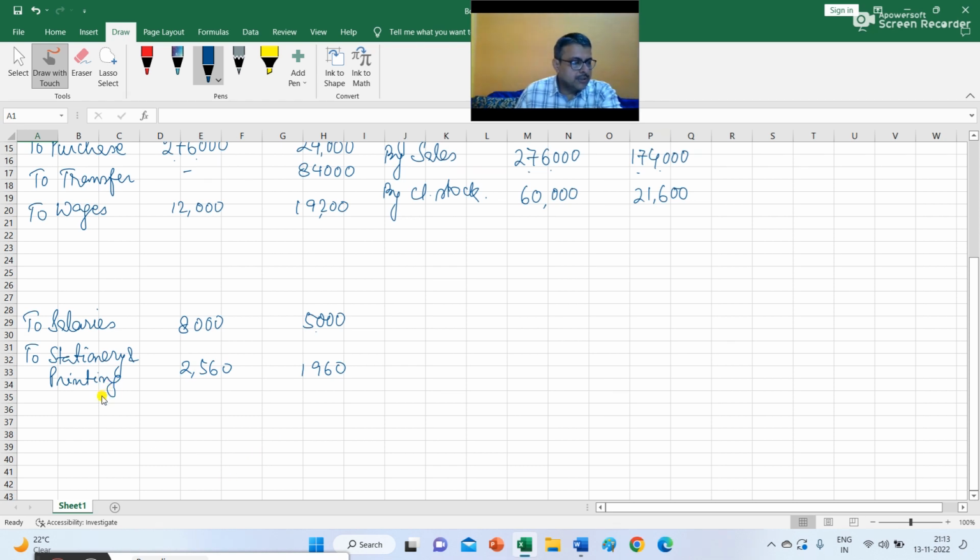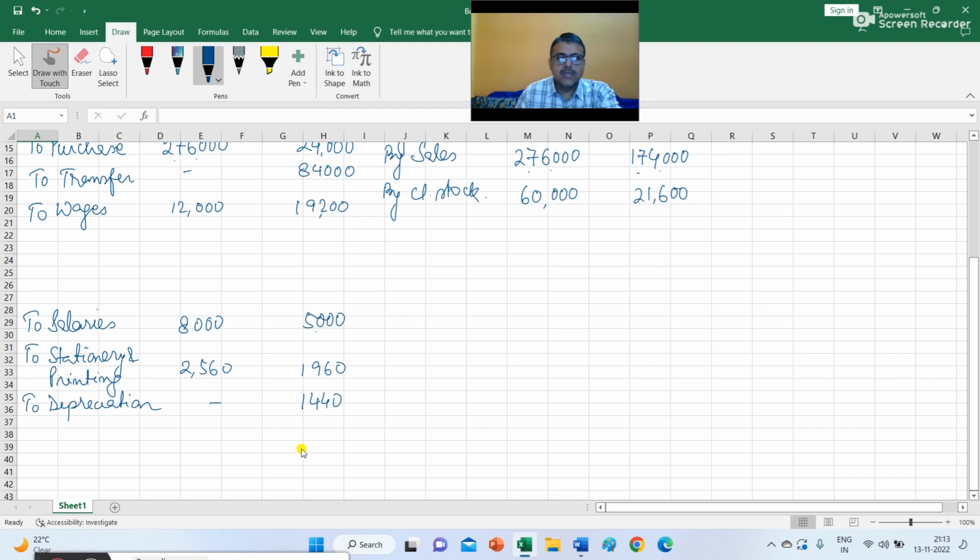Then the depreciation of department K. We have plant and machinery in department K, and the amount of plant and machinery given is 14,400 and depreciation is to be charged at the rate of 10%. So here I am writing in the profit and loss account to depreciation, and in department K I am recording 1,440. This is 10% of 14,400, which is the value of plant and machinery.